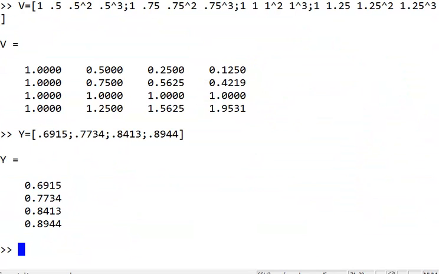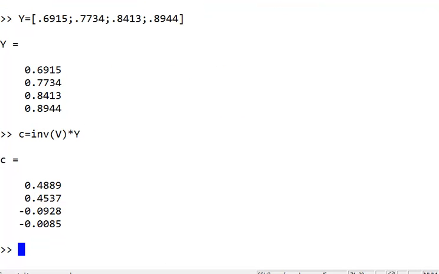So in Matlab I typed V, the Vandermonde matrix, and I type the y values in a column there. And once again I'm going to take my solution and call it C. These are the coefficients that I'm going to find for my model. Inverse of V times y. And there they are, 4 coefficients.